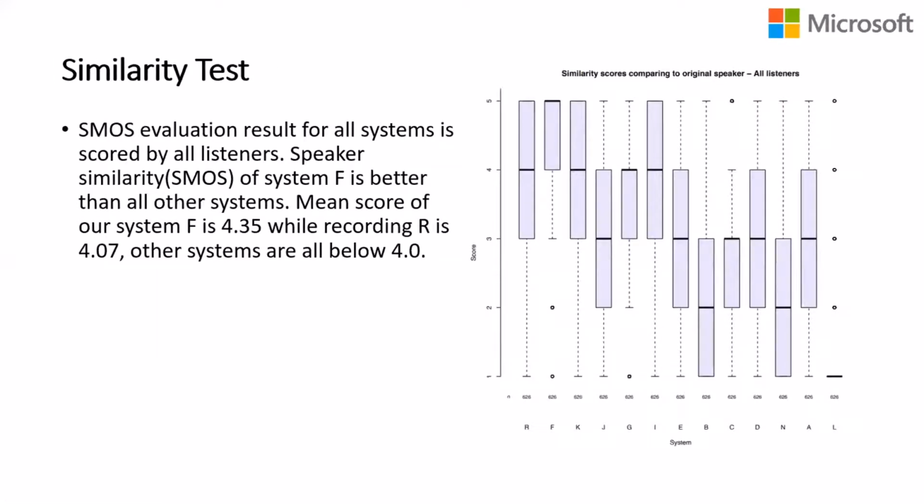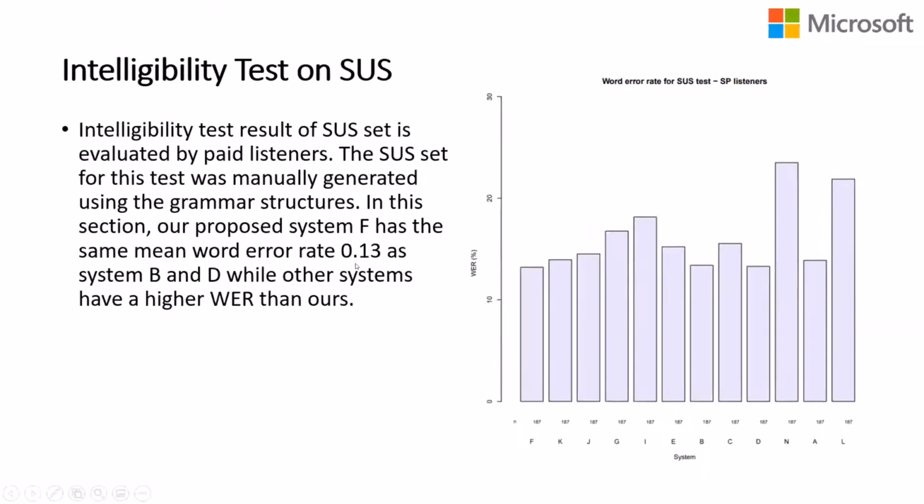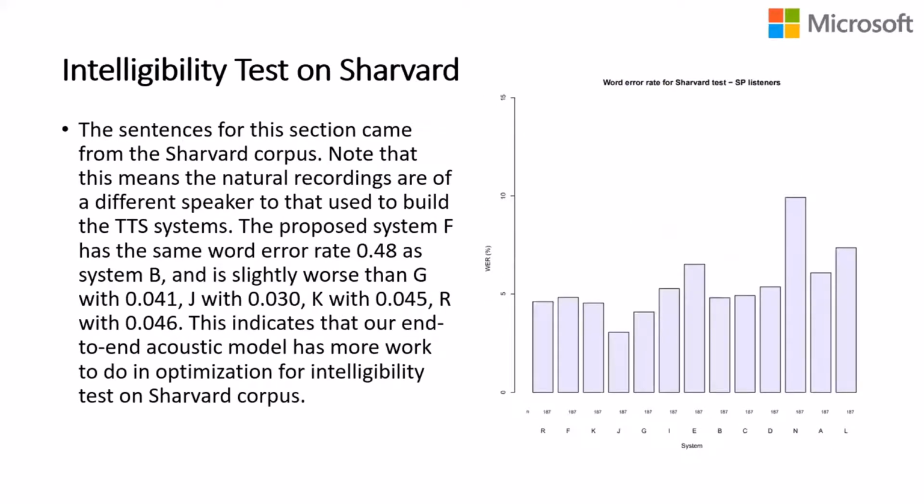In the similarity test, we are also achieving a higher score than other systems. And in the SUS test, we also achieve the lowest WER as system B, which is lower than other systems too. But in the last part, the interpretive test, we are not performing very well.